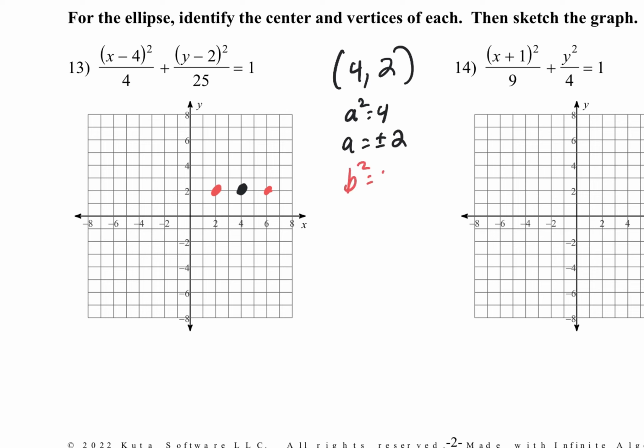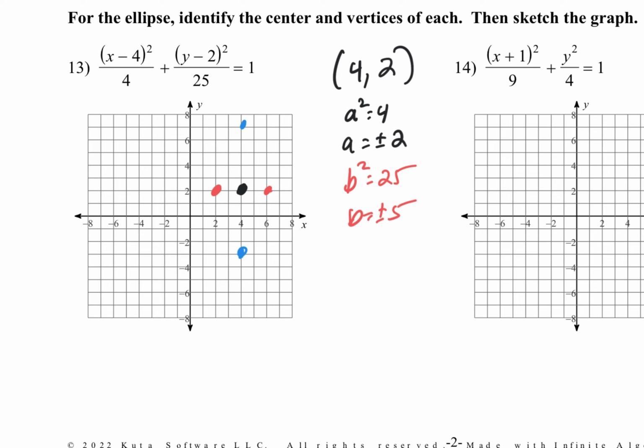B squared is equal to 25, so b is equal to plus or minus 5. So that means we go up 5 from our center. Put a dot. Down 5. Put a dot. I don't think that's 5. Huh, yeah, it is. Cool beans.